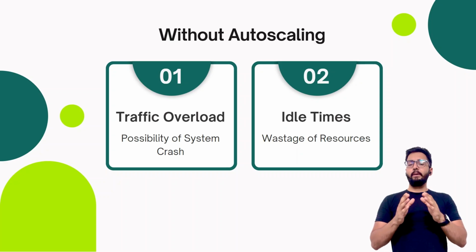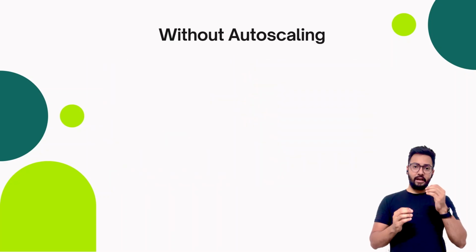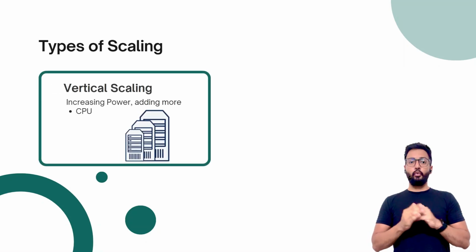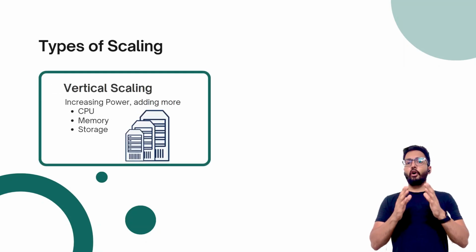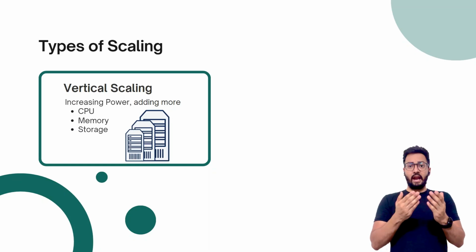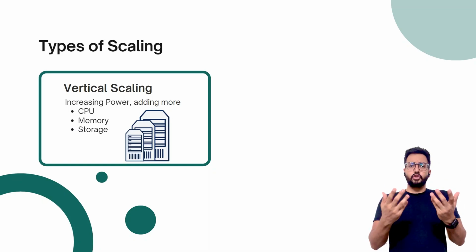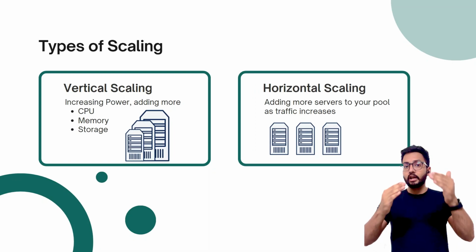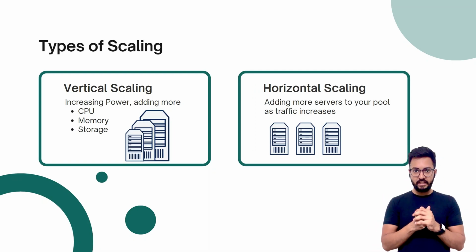Now, before diving deep into autoscaling, let's first break down the two key types of autoscaling. First, we have vertical scaling, which means increasing the power of an existing server, that is adding more CPU or more memory or more storage. Then comes horizontal scaling, which involves adding more servers to your pool as traffic increases.